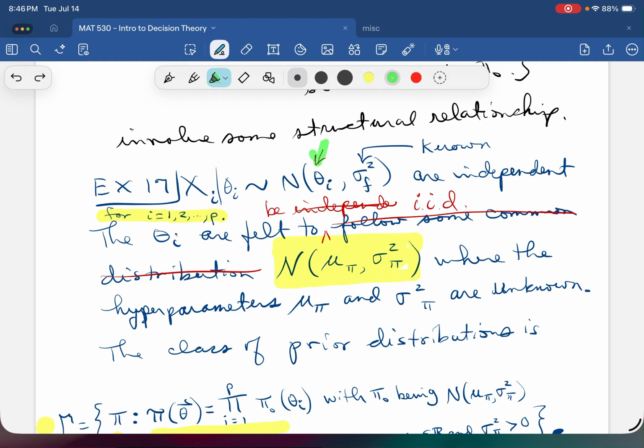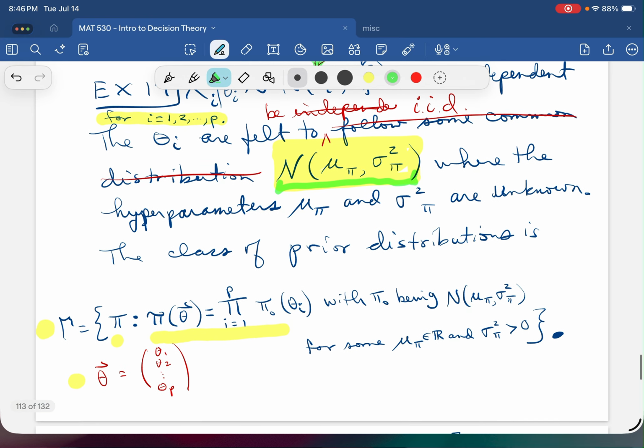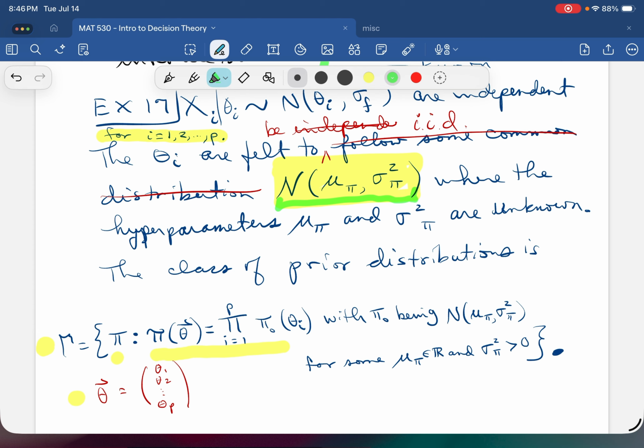And then in the case where the theta_i are felt to also follow some normal distribution, as we see here, but the hyperparameters are unknown, then we have a class of prior distributions indexed by those hyperparameters, essentially. And then from there, we would have to use some methodology to select the parameters and select the distribution from the family. One of the common methods is what's called selecting the ML2 prior, and we'll look at that in a subsequent video.